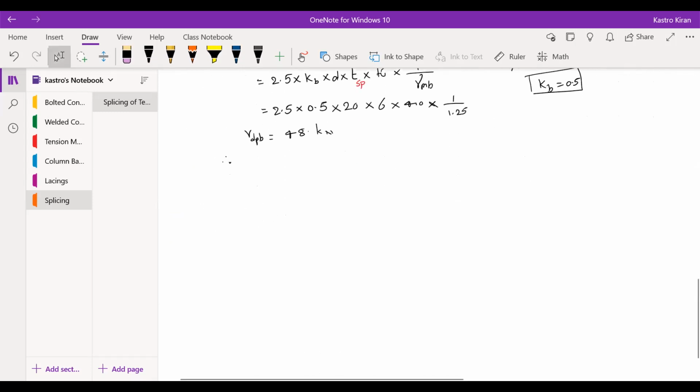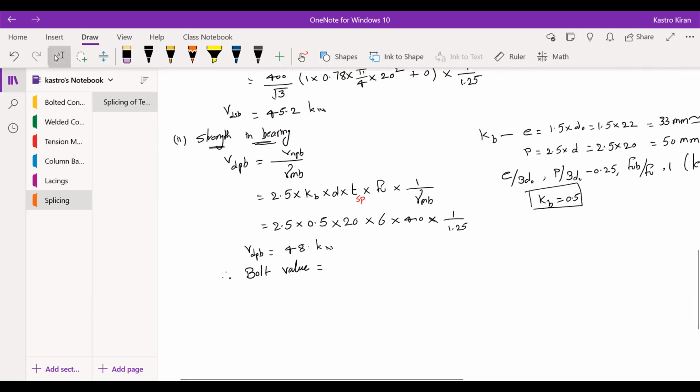Therefore, bolt value equals, so what is the bolt value? It is the least of VDSB and VDPB. The least value is 45.2 kilonewtons. So bolt value is the least of strength in shear, that is VDSB, and strength in bearing, that is VDPB.